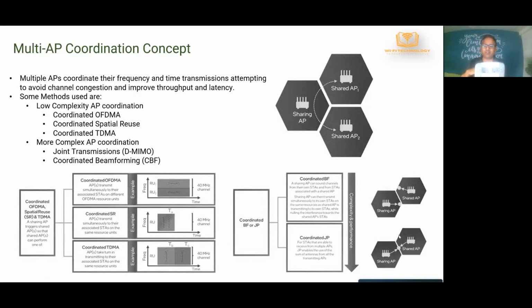And the coordination is not done between the AP and the multiple stations in one cell, but across multiple APs. Now the same coordination can be done over space and over time, right? And that is what multi-AP coordination is about. It's a very, very cool feature. Of course, it's very complicated to implement, and there are some lower complexity methods like coordinated OFDMA, coordinated TDMA, coordinated spatial reuse, and there are more complex methods like coordinated beamforming and so on. So we'll talk a little bit more detail about that.